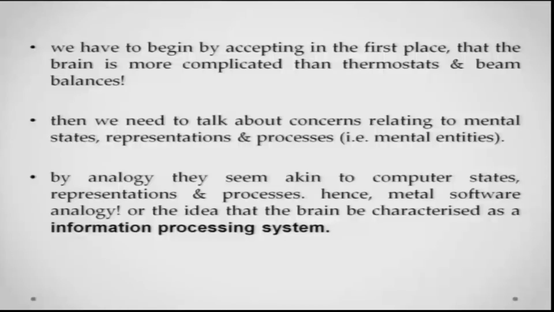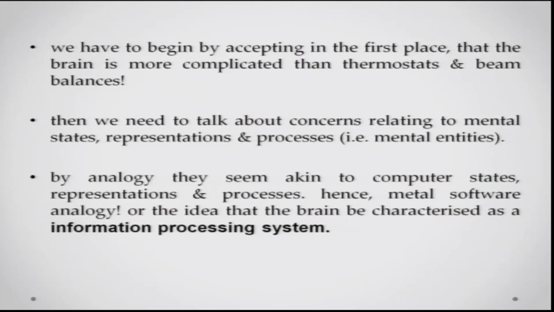Then what we need to do is to talk about concerns relating to mental states, representations and process. How is the brain representing the outside world? How is the brain leading to these different mental states, and how is the brain actually leading to the interactions between these mental states? If you remember an earlier example that I took, William felt hungry and he decided to make a sandwich. How is the brain really supporting this kind of an interaction? How is the brain going from feeling hungry to deciding to make a sandwich to actually doing all that is required to make a sandwich? That is what we are actually interested in here.